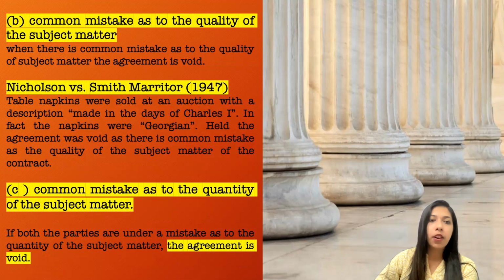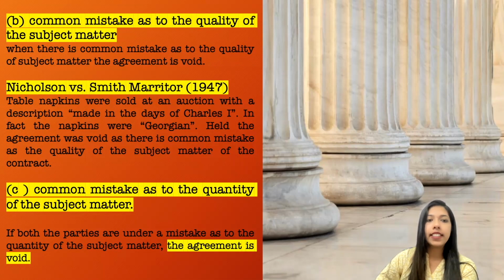And the case law is Nicholson versus Smith Marriott, a 1947 landmark case. The facts of the case are that table napkins were sold at an auction with a description that made them appear to be from the days of Charles I. In fact, the original situation was that the napkins were actually Georgian.